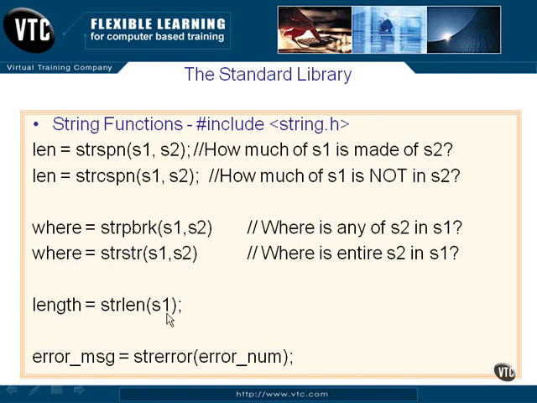strlen of S1, simply that, how long is S1? Error message: if we pass strerror an error number, say from a file function that we did earlier, strerror will give us back into a string buffer the error message that it would print out. And we already saw how to use perror to print an error. Well, perror is calling strerror to get the error out of the operating system and put it into an error message, and then we can do something with it.